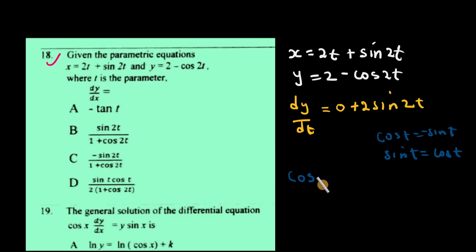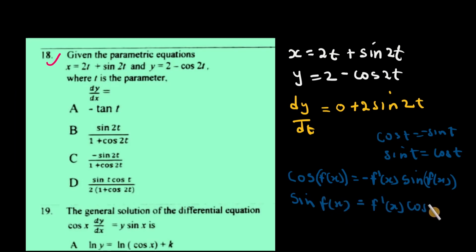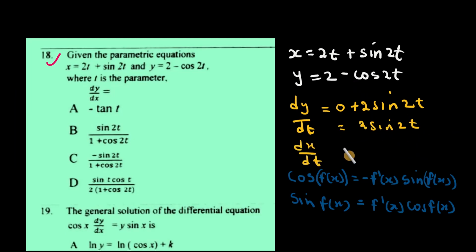And when we differentiate cos f of x, we have minus the differentiation of this function, which is f prime of x, times sine f of x. That's minus f prime of x sine f of x. Also, when we differentiate sine f of x, we have f prime of x cos f of x. That is why I have plus 2 sine 2t here. That's when we differentiate, f of x here is like 2t. When I differentiate 2t, I have 2, and then differentiating cos 2t, I have minus sine 2t times 2, and with the minus sign here, it becomes positive, which is the same as 2 sine 2t. dx/dt will be equal to 2 plus 2 cos 2t.